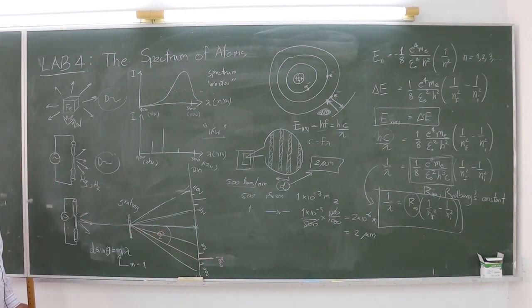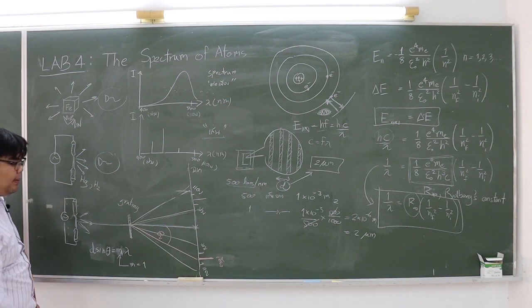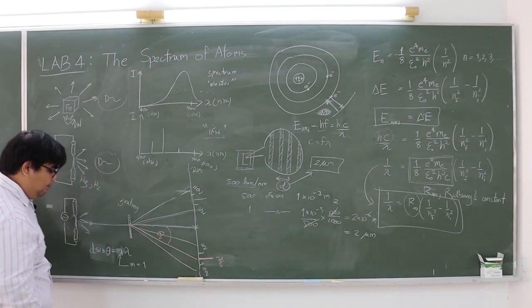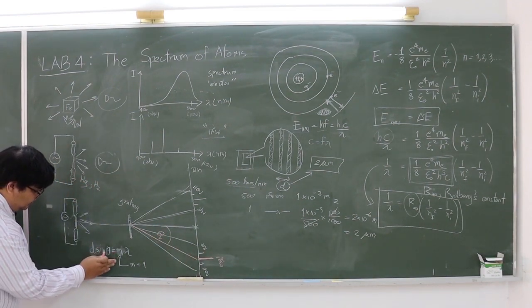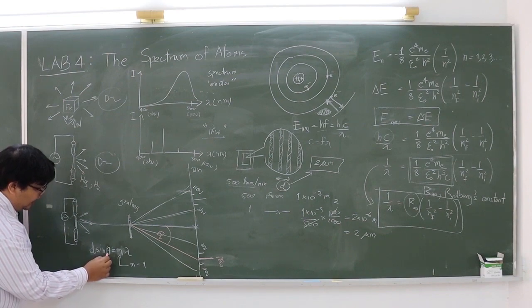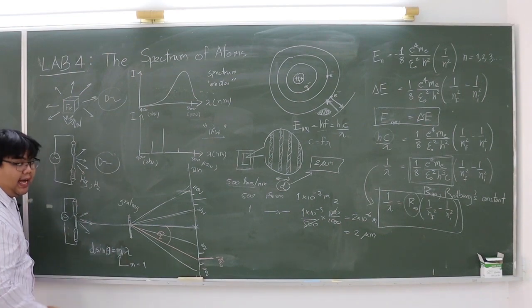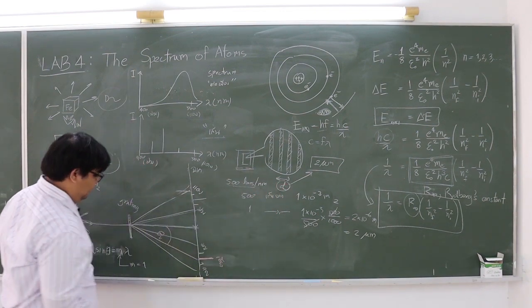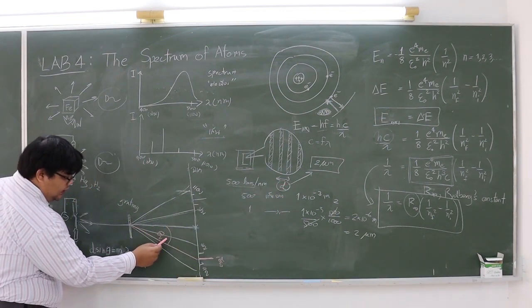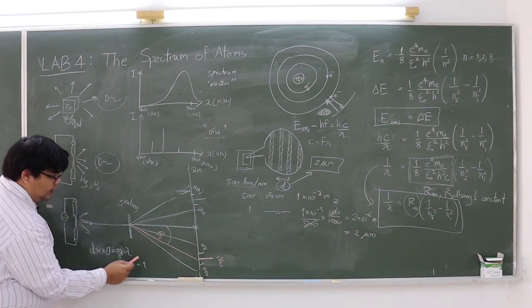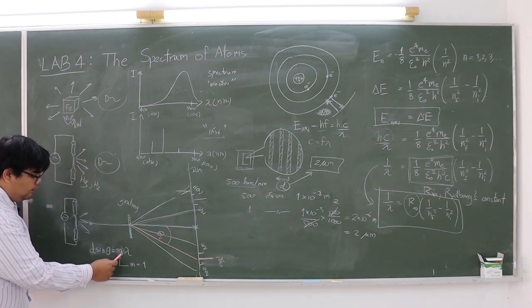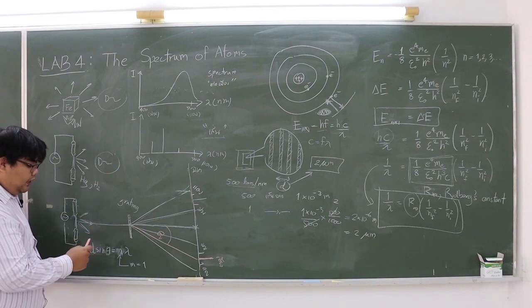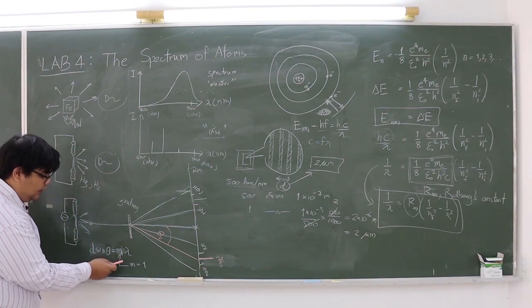Okay, the equation that explains this behavior is this equation: d sine theta equals m lambda. d is the length between lines in the grating. Theta is this angle. Lambda is the wavelength of light. m is the order of diffraction, which equals 1 in this case.